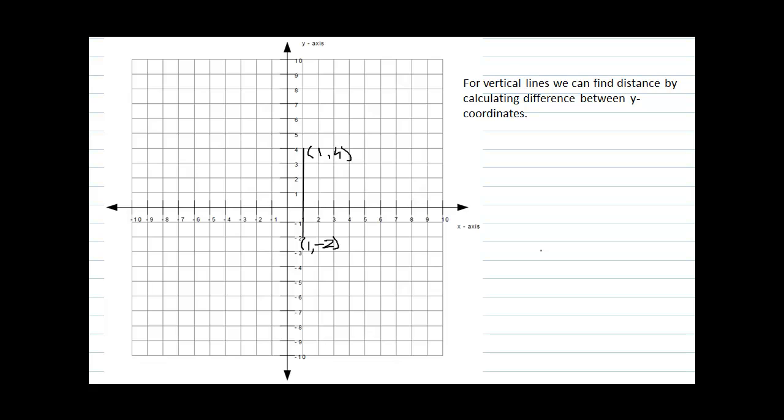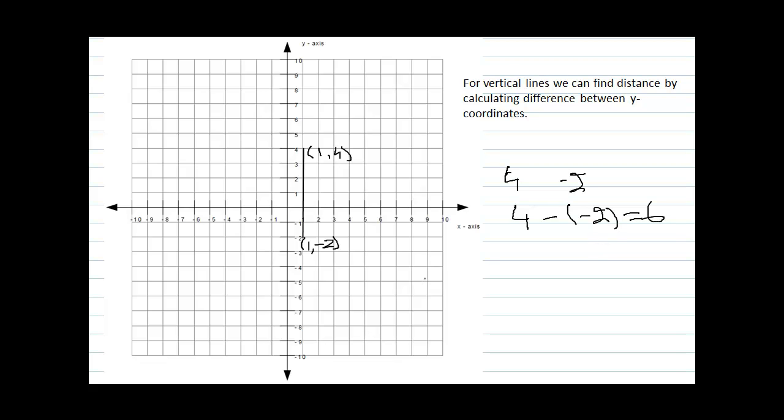Since it's a vertical line, we can find the distance by calculating the difference between the y-coordinates of both points, which in this case would be 4 and negative 2. So the difference would be 4 minus negative 2, which gives me 6.